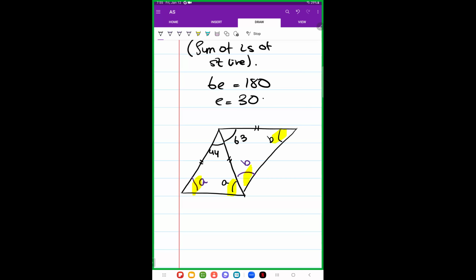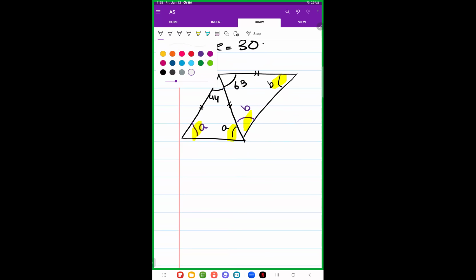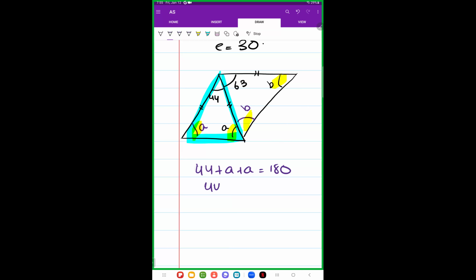Can you calculate it now? Yes. Now it's looking easier. Looking at this triangle, I know that 44 plus 2A is 180, and you can calculate A. The same way you can calculate B. Okay, that makes sense.